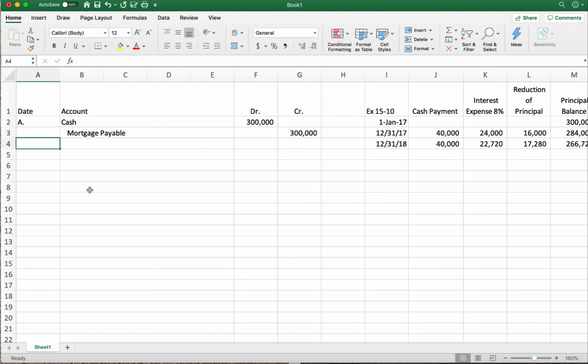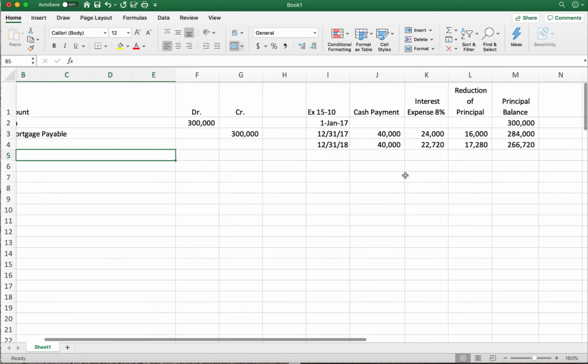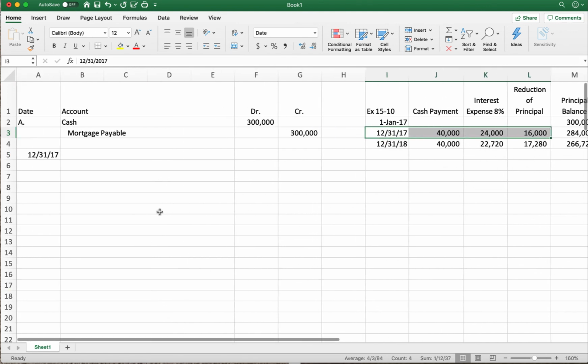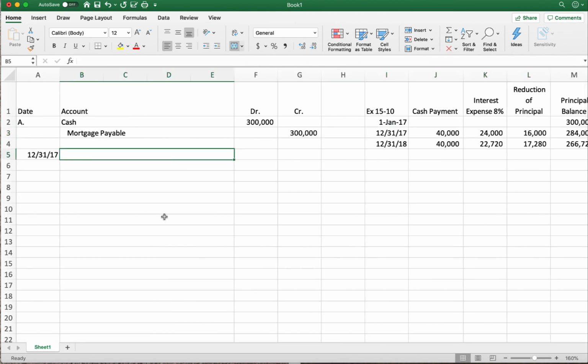Now, the next thing I need to do is journal the first interest payment as of 12/31/2017. I already have that information, I already calculated it. The first thing I'm doing is recognizing interest expense of $24,000. And how did I get that? I just took the principal balance, $300,000, times the interest rate of 0.08.